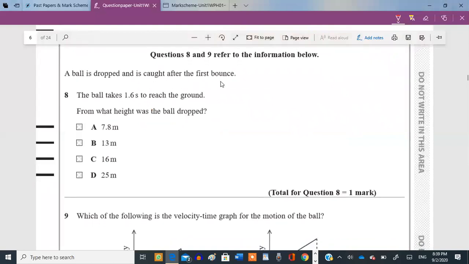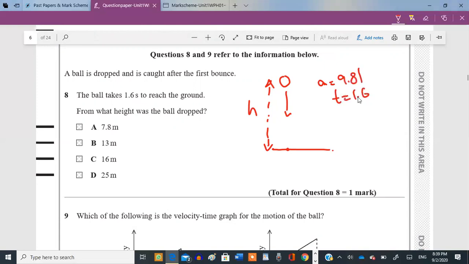A ball is dropped and is caught after the first bounce. The ball takes 1.6 seconds to reach the ground. From what height would the ball be dropped? It's dropped, and the height needs to be calculated. Acceleration is 9.81. Time taken is 1.6. It's dropped, which means initial velocity is 0. Which equation of motion can we use?